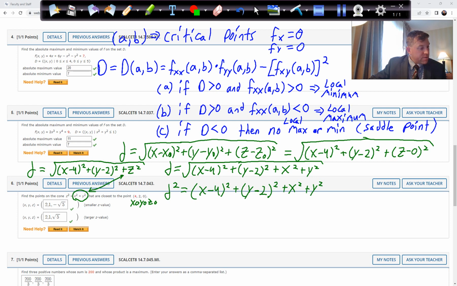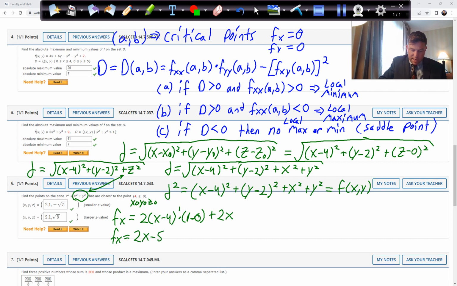Okay, so now we're going to find fx and fy as we have done. This is our function of x, y. Therefore, fx would be, now be careful, the derivative of x minus 4 squared would be 2 times the quantity x minus 4 to the first power times the derivative of the inside, which would be 1 minus 0. So this is chain rule and power rule combined. And then y minus 2 squared would go away, and then we get plus 2x, and y squared would go away. And this is going to equal 2x minus 8 plus 2x, which will be 4x minus 8. And if we set that equal to 0, because we're looking for the critical point, we should get x equal to 2.